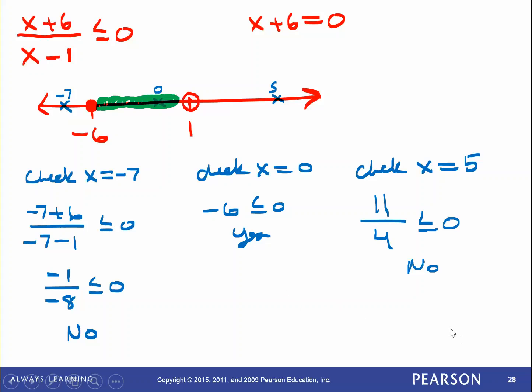How do we write the final answer in interval notation? Notice we are going to include the negative 6, but we don't include that 1. So I have negative 6 in brackets, 1 in parentheses.